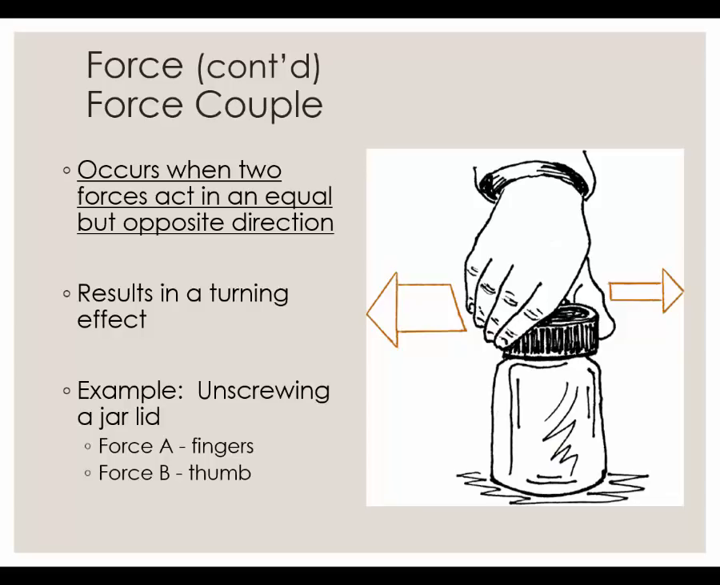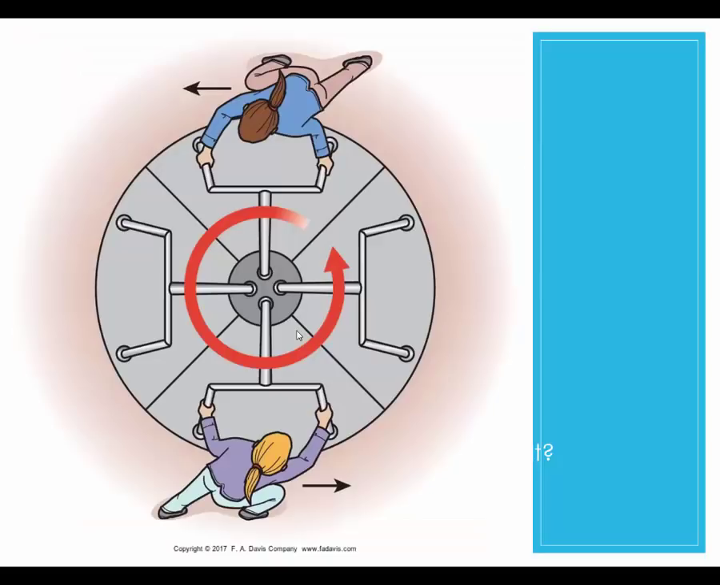A force couple occurs when two forces act in an equal but opposite direction, and you're trying to get again a particular result, and the result here is a turning effect. So an example would be unscrewing a jar lid. Force A is the fingers right here, and then force B is the thumb, and you'll notice the fingers are moving one direction, the thumb is moving the other direction. And we use this skill every day. And here you go again. You've got a little merry-go-round, and you've got a child pushing one direction, another child pushing the other, but the resultant force is that rotation.